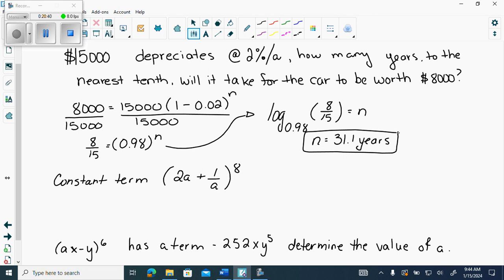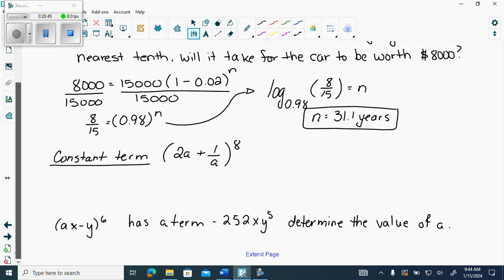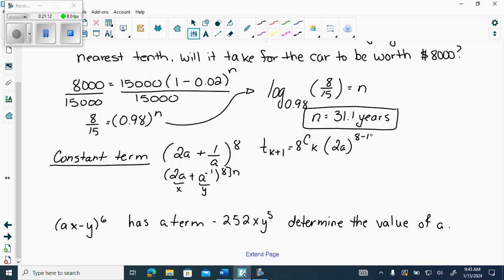Okay, constant term is the term without what? Yeah, without x's or a's or variables, right? So in this case, we have 2a. Remember with these, if there's a minus sign in between, you have to put plus, and the minus joins the y. Remember we turn this as a to the negative 1 into the 8. So we have x, we have y, we have n. So we would have t k plus 1 equals 8Ck, (2a) to the 8 minus k, and then y, which is (a to the negative 1) to the k.